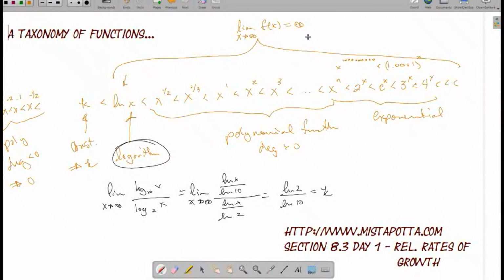We're all still using L'Hopital's rule to evaluate these limits because all of these limits are dealing with indeterminate forms, this infinity over infinity that we're used to.